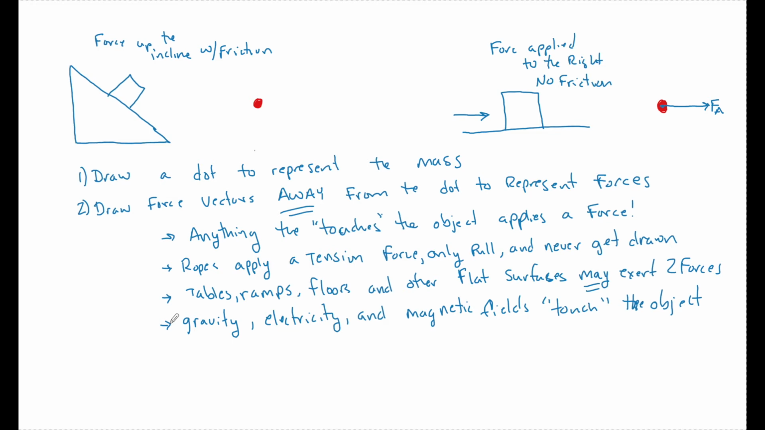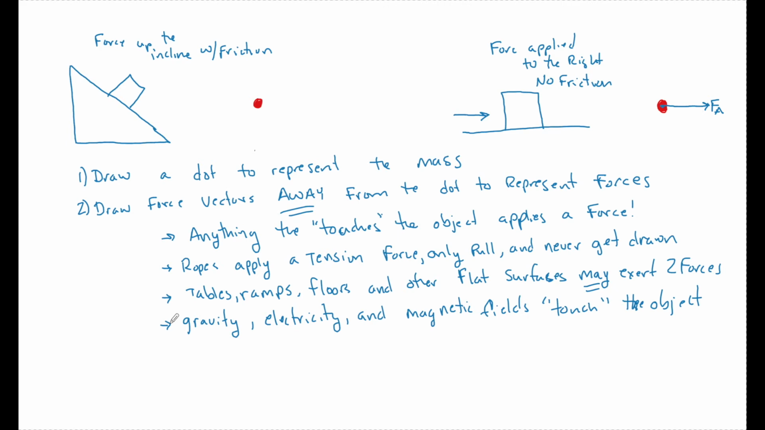Ropes apply a tension force. They only pull and they don't get drawn in the diagram. A lot of times people want to draw ropes. We're just going to draw the vectors that represent the force of tension. Also, later in the year when we get to springs, springs are like ropes, but they can push or pull, and they also do not get drawn. And they apply something called the restoring force. So we'll get to springs later in the year.